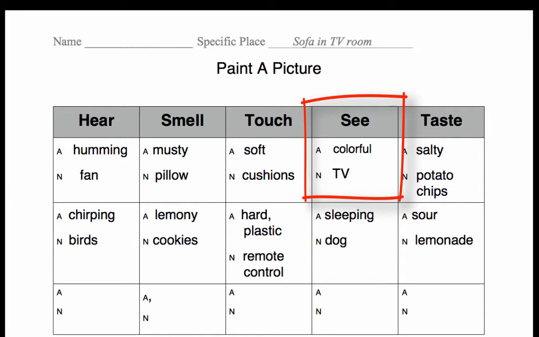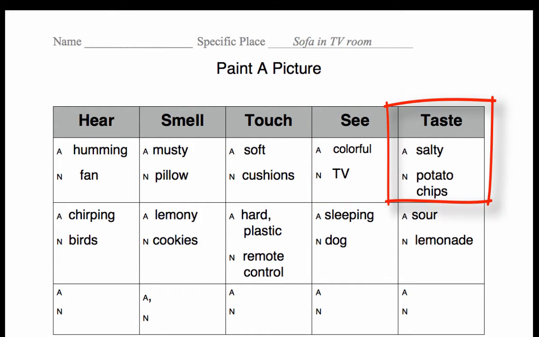Something I can see from the sofa is the TV, so I write TV next to the N because it is the noun. Then I wrote colorful next to the A because it's an adjective that describes the TV. In the column for taste, I wrote potato chips because sometimes I eat potato chips when I'm sitting on the sofa. I write potato chips next to the N. Now I'll describe the potato chips with an adjective, salty, and I write salty next to the A.